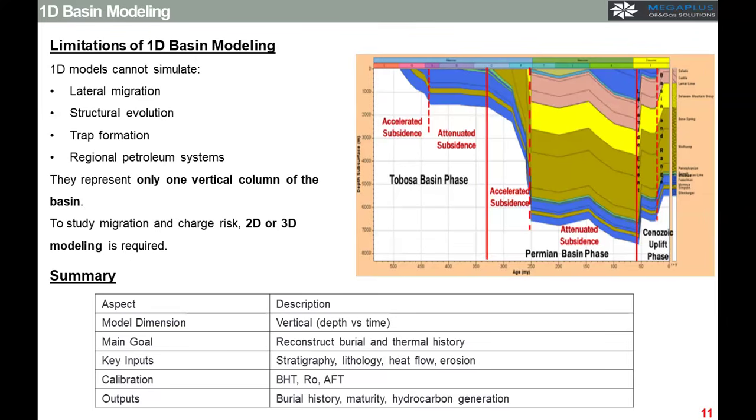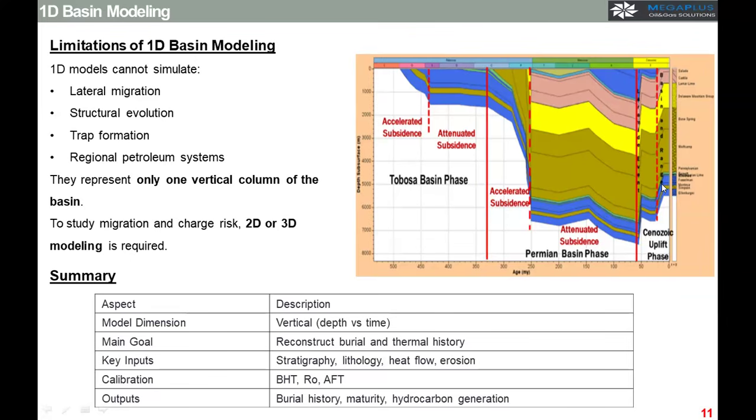Here there is a 1D model, which I already explained in the previous slide. Here there is accelerated subsidence, here attenuated subsidence, and here there is no subsidence. This is very good. This is the basin, after the rift phase. After that we have accelerated subsidence here, a major basin. Then attenuated subsidence. This is the Cenozoic uplift. Here there is uplift because the strata is just uplifting, and this is the uplifted phase in the 1D.